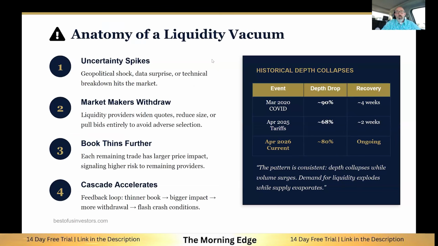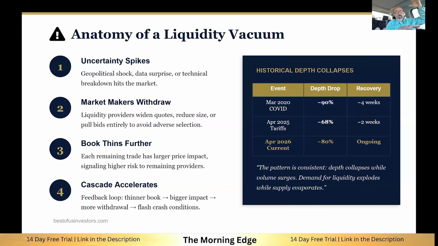So the anatomy of a liquidity vacuum: uncertainty spikes. Geopolitical events, like the Iranian war situation, data surprises or technical breakdowns hit the market in some way. Market makers withdraw. A market maker provides liquidity to the market, so a Citadel, a Goldman Sachs, a JP Morgan. What can happen is they get skittish, like they are in this environment, and start pulling inventory off the market because they're concerned something's going to go bad.